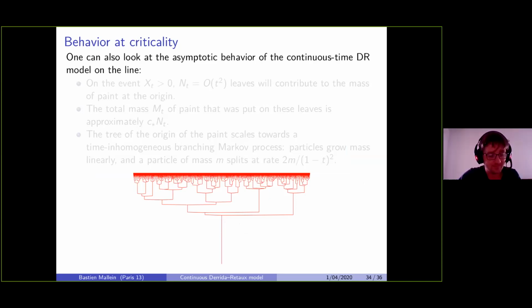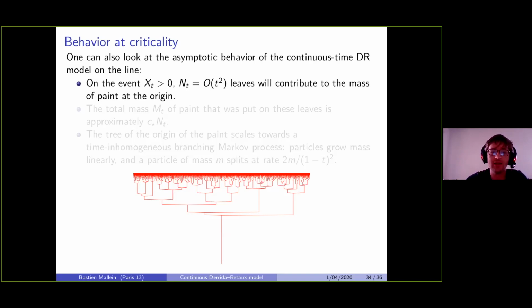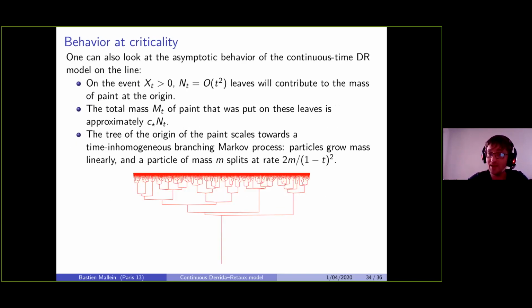Oh, sorry. Yeah, okay. So just my last slide is to say that on the critical line, you can do computations as well. And you can, in particular, study the tree that you painted conditionally on that tree going all the way up to the root. And this tree has a very nice scaling limit. And we believe this scaling limit to be universal and to also hold for the discrete system. So it would be really interesting to study this critical tree.